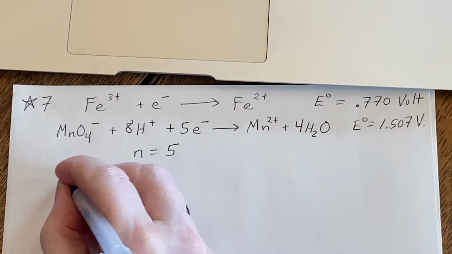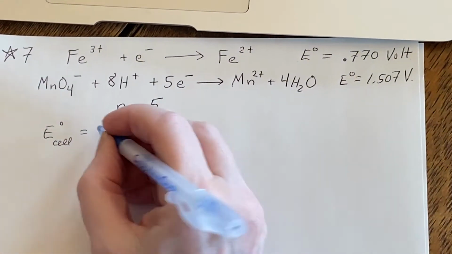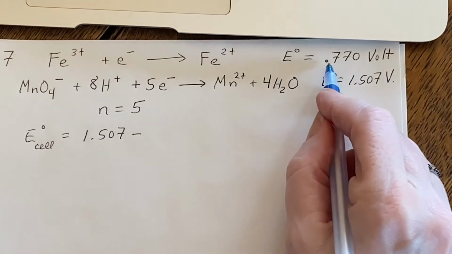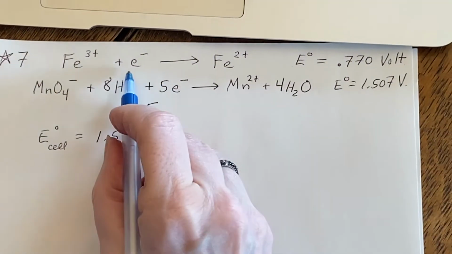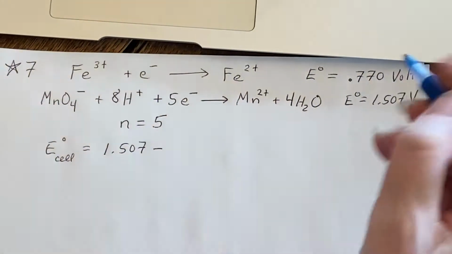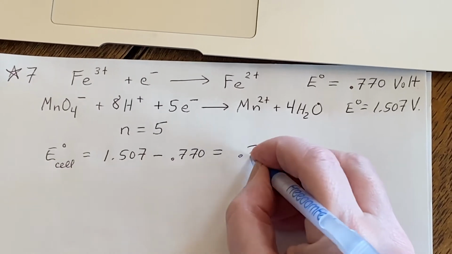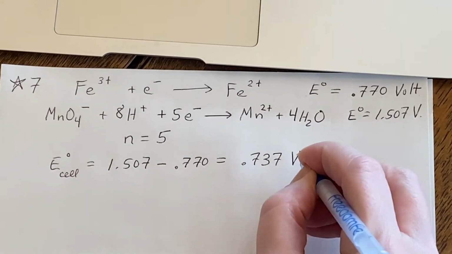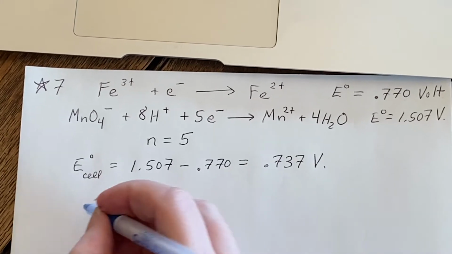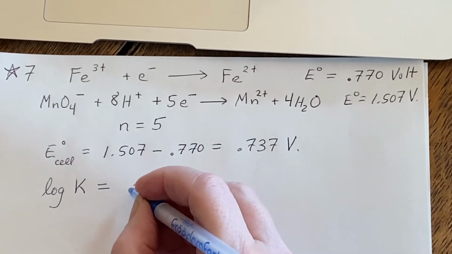Now, what is the value for the cell? Well, I always take the one that's more positive. That would be the 1.507. And then I subtract the value that I found for the other one, because it was a reduction, but it has to be listed as an oxidation. That's why we have the minus. So we subtract this, and when we do that, we find that we have 0.737 volts.